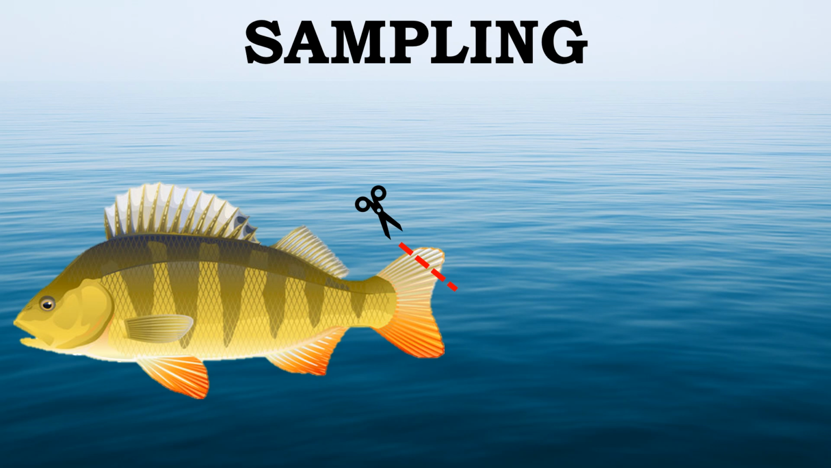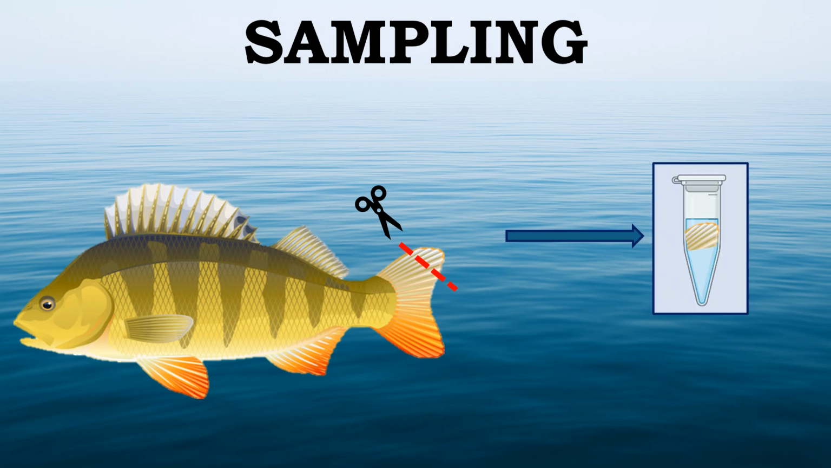Collecting genetic information is relatively straightforward, and this can be done in a minimally invasive manner. This typically involves taking a small tissue sample, such as a fin clip, and preserving it in ethanol. These samples can then be analyzed to generate genomic data that support management and conservation efforts.